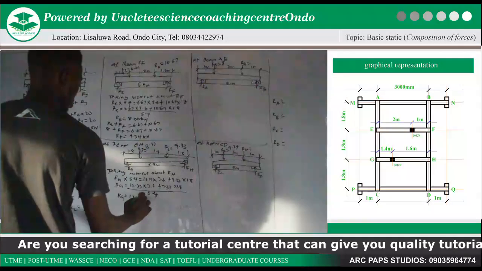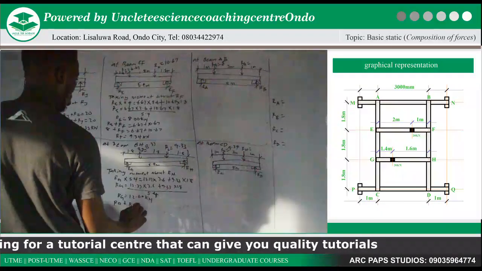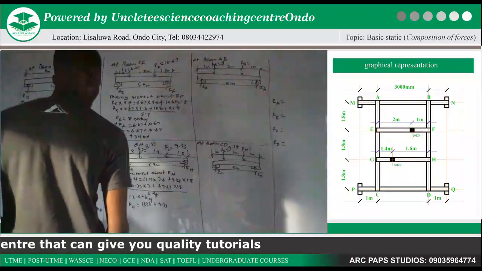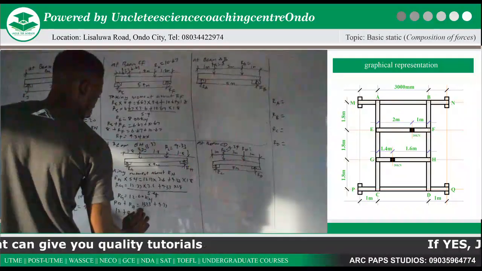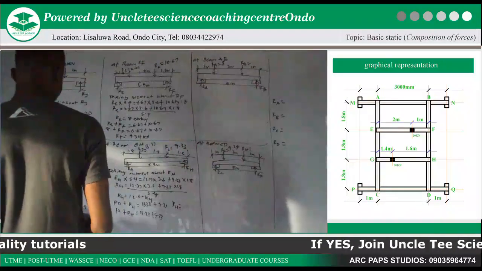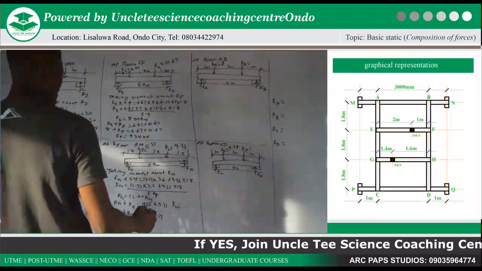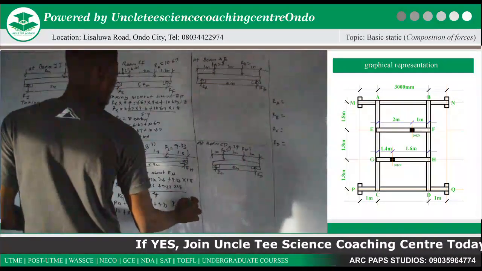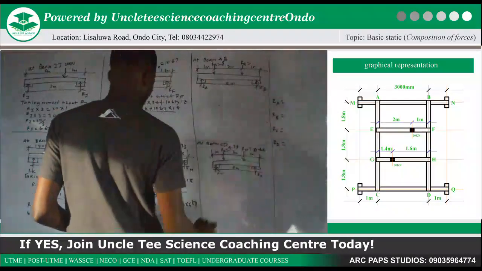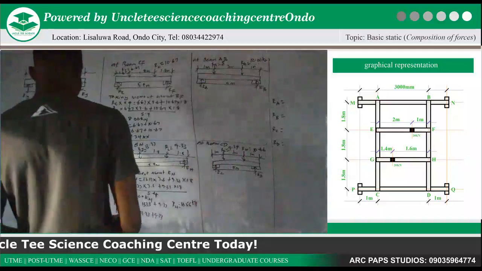to be 12.00 kilonewton. Now if our RG is 12.00 kilonewton, our RG plus RH will give us 13.33 plus 9.33. So this is 12 plus RH equals 13.33 plus 9.33. It means our RH will be 13.33 plus 9.33 minus 12, and that will give us our RH to be 10.66 kilonewton. So our RH is 10.66 kilonewton, while our RG is 12.00 kilonewton.